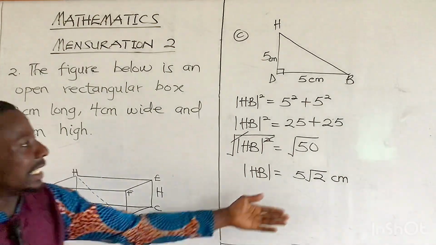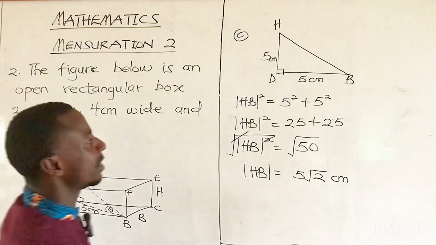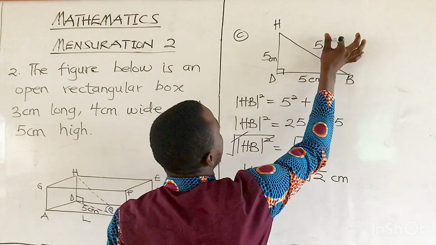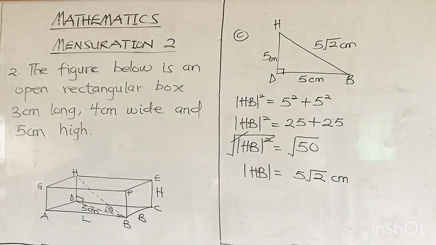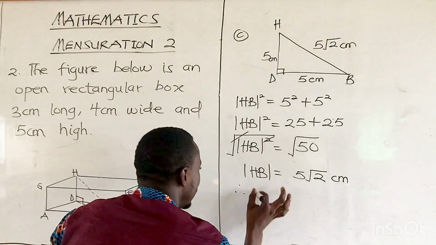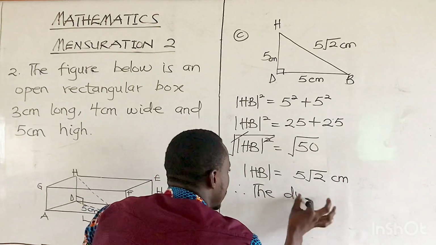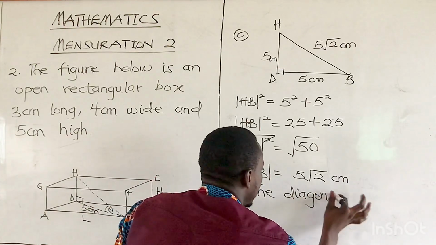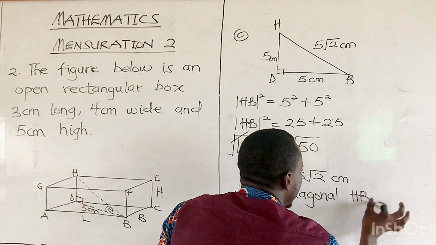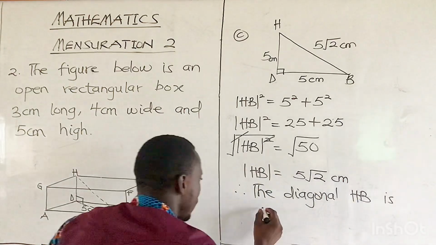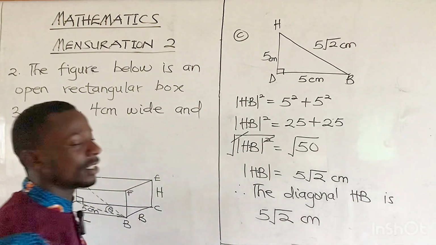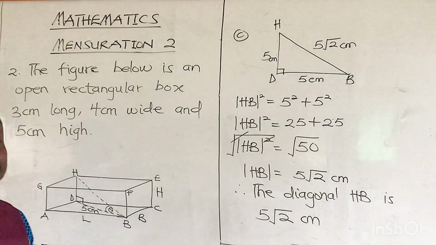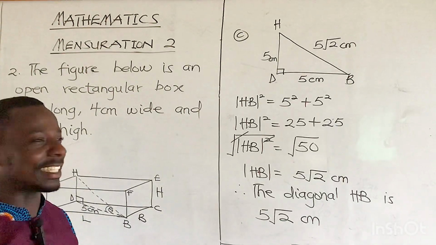So viewers, this will be the HB, which is 5 root 2 centimeters. And that's the diagonal HB. So therefore, the diagonal HB is 5 root 2 centimeters. So we can conclude so that your solution will be fantastic.